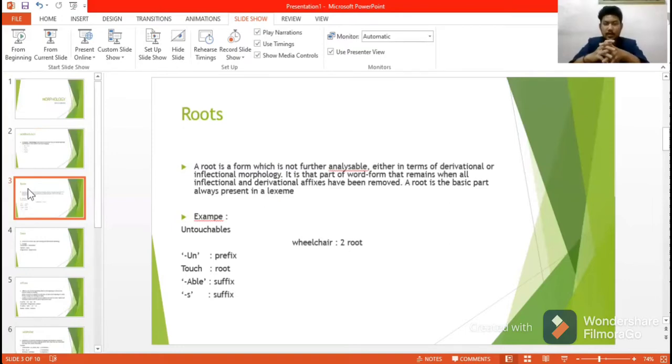Example, the word untouchables. The root is touch. Un, able, and s are affixes. And a compound word like wheelchair has two roots, wheel and chair. Okay, that is about roots.